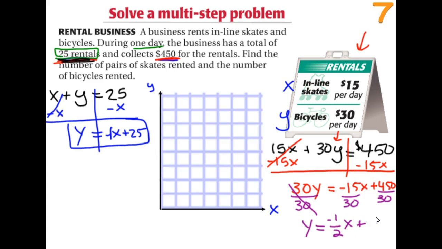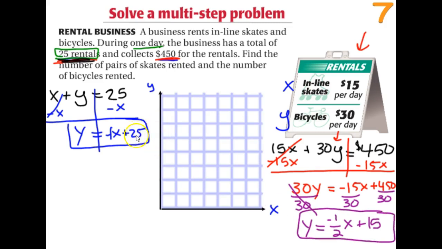And then 450 divided by 30. You could think 45 divided by 3, but if you type that in your calculator, 450 divided by 30, you should get a nice 15. So let's graph both of these.